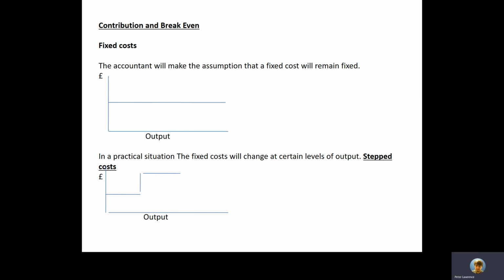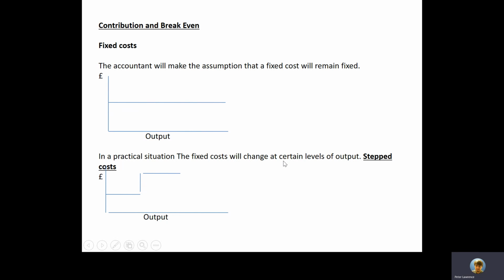Now, that's the assumption that we make, that they remain the same. And you can see on that graph that horizontal line there represents our fixed costs. And as output would increase, then the fixed costs do remain the same. However, that is true to an extent, but at certain levels of output, your fixed costs will increase.